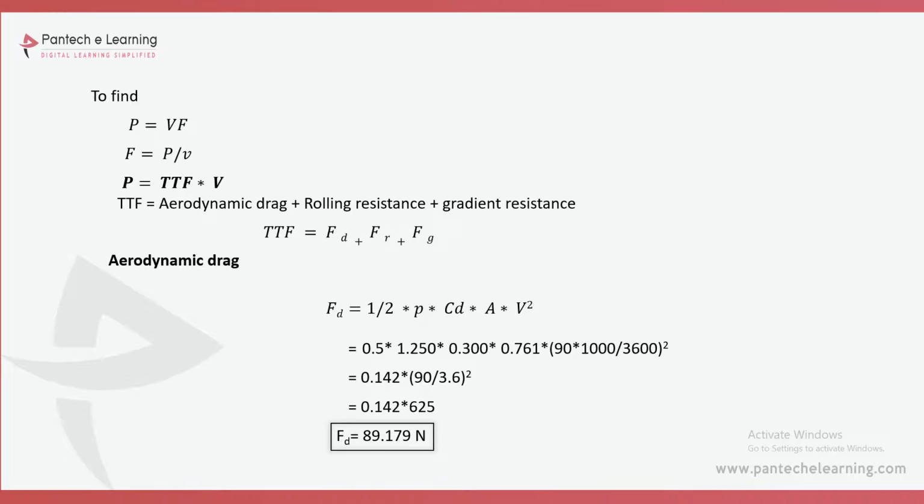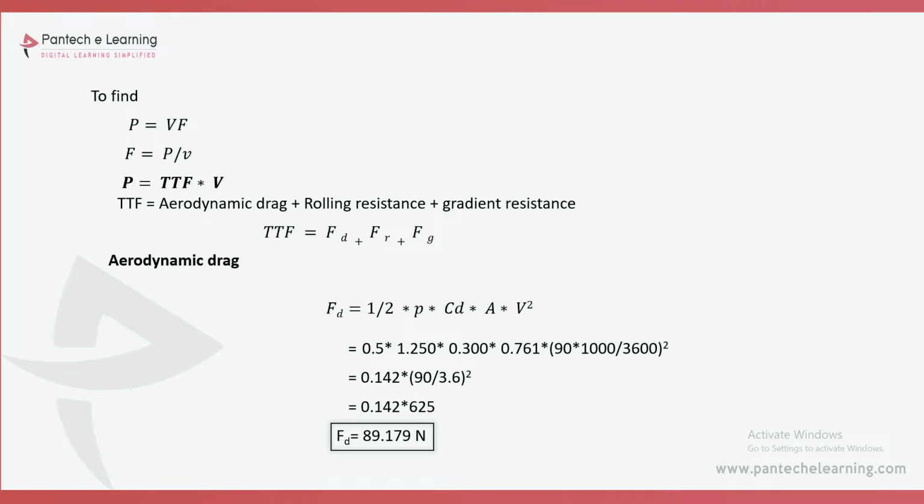So the first step is we have to know the basic formula: power equals velocity into force. So force equals power by velocity. Now we have to know the power. Power means total tractive force into velocity. The total tractive force means the sum of aerodynamic force, rolling resistance and gradient resistance.